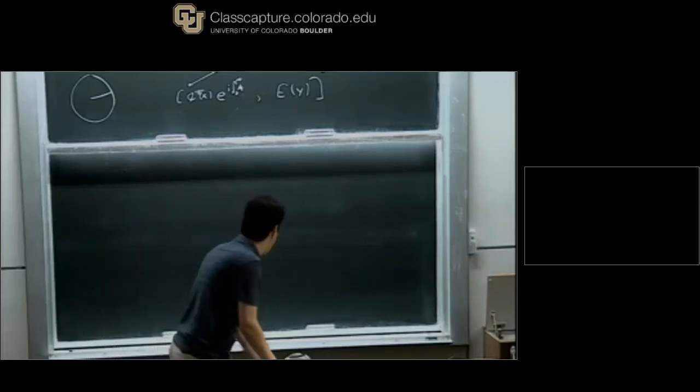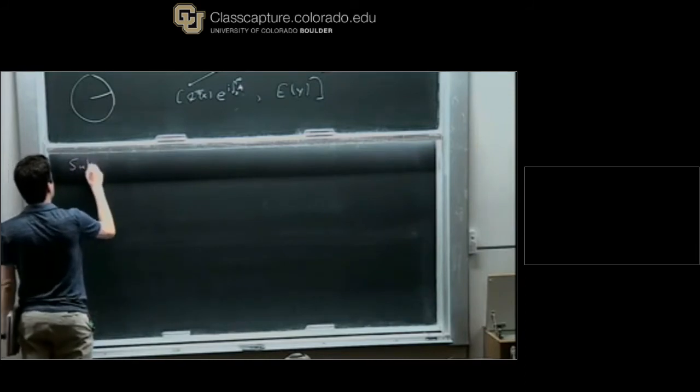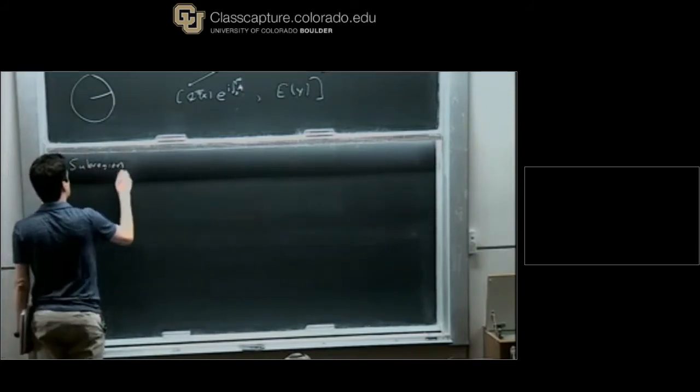All right. So now we're going to do what's called subregion duality, which basically means to shrink the boundary region.